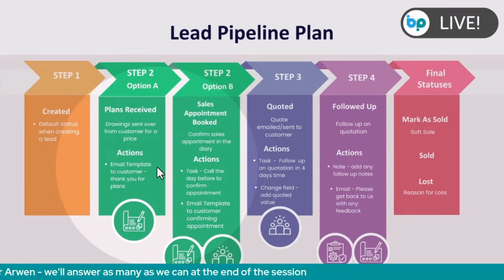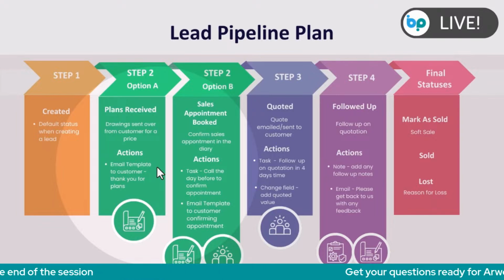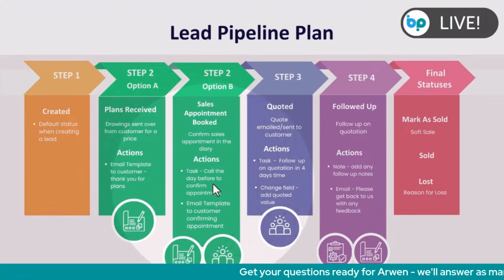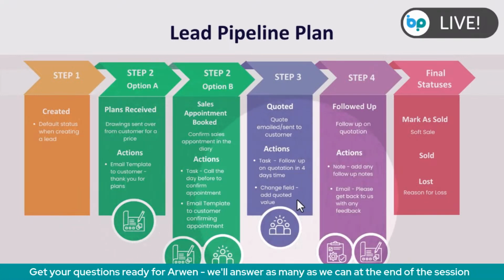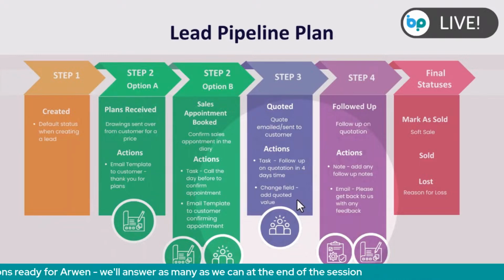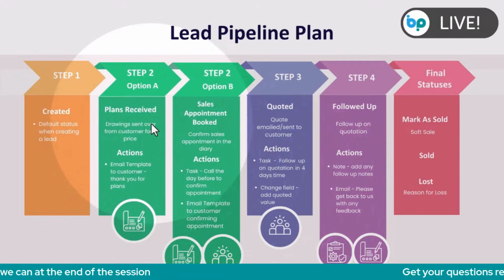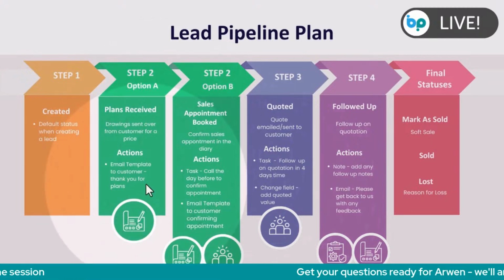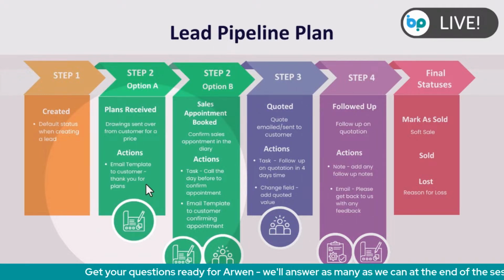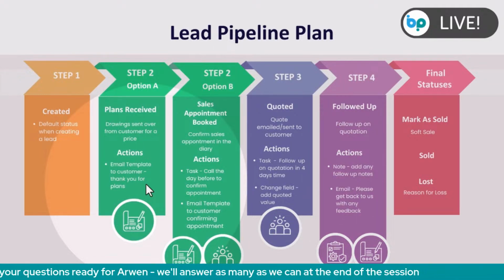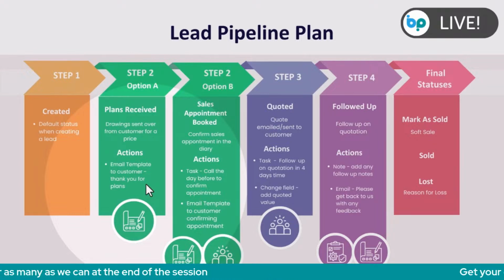So just to show you here in my setup, I have chosen to include some examples for an email notification, a prompt in here for a task as well, and even adding a change field at the quoted value stage. So what I like to think about when I'm doing this is when I click on that status, what would I like to happen, or what would I almost like to remind myself to do? So I know, for example, with this one, when I receive plans from a customer, I would like to send them a template to say, thank you for the plans, we'll get that over to them shortly.